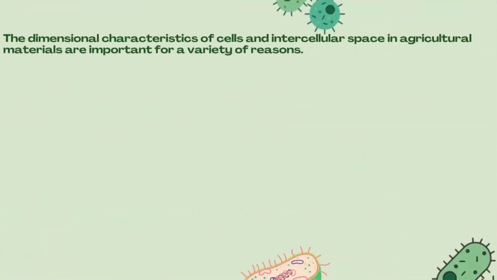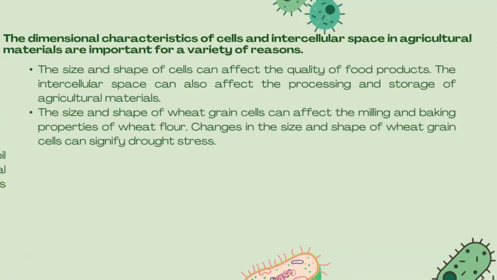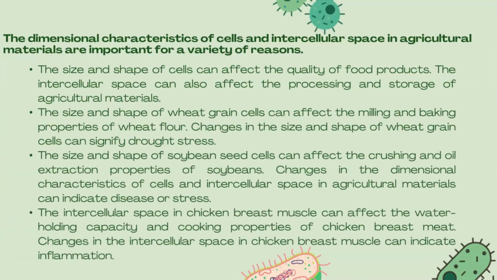Let us also talk about the importance of the dimensional characteristics of cells and intercellular space in agricultural materials. They are important for a variety of reasons. For example, the size and shape of cells can affect the quality of food products. The intercellular space can also affect the processing and storage of agricultural materials.